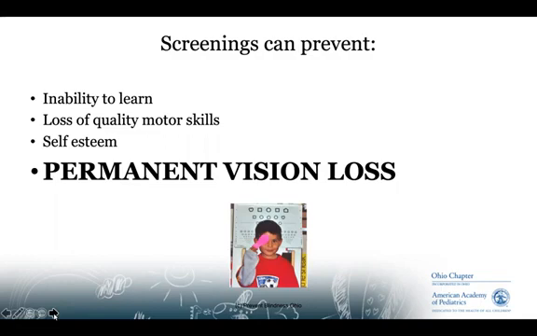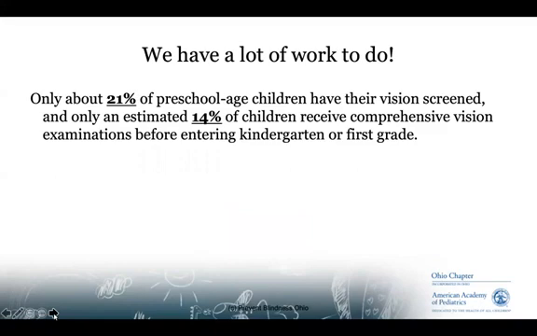Regular vision screenings can prevent the inability to learn, the loss of quality motor skills, and self-esteem. But most importantly, when caught early, they can prevent permanent vision loss in children. But we have a lot of work to do. Only about 21% of preschool-age children have their vision screened, and an estimated 14% of children receive comprehensive vision examinations before entering either kindergarten or first grade.